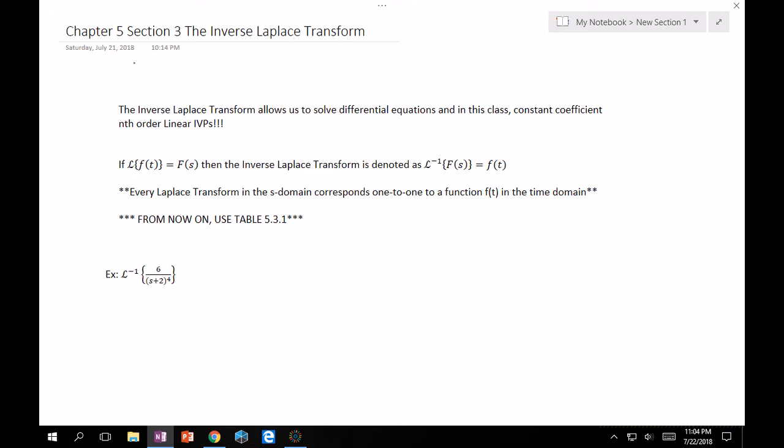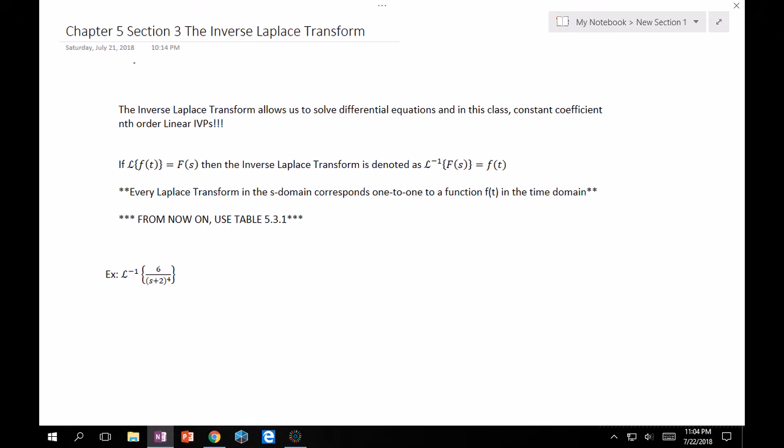And in particular, we want to solve constant coefficient nth order, so whether it's second, third, fourth order, doesn't matter, linear IVPs. And so that's what this is used for. So just quick notation, if Laplace of f of t is equal to big F of s, then the inverse Laplace transform is just the Laplace with a minus 1 exponent in it. Inverse Laplace of F of s is equal to f of t, which kind of makes sense.